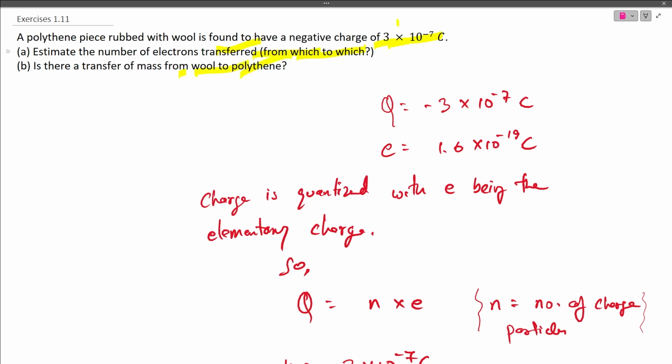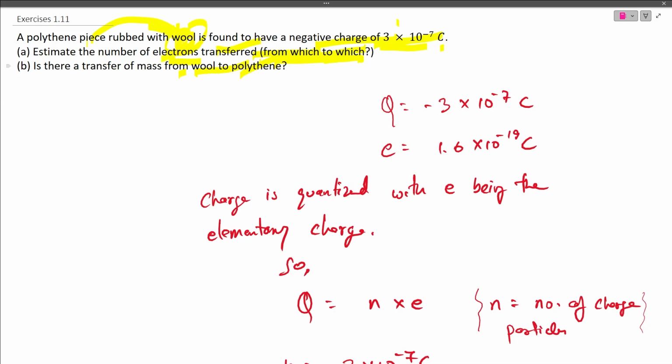So we see that when the polythene piece was rubbed with wool, it gained negative charge. That is, the electrons from wool transferred to the polythene piece. So this part of the question is: estimate the number of electrons transferred from which to which. We already know that if polythene becomes negatively charged, then the wool must lose those electrons to give polythene the extra electrons. Thus it became negatively charged with a magnitude of 3 into 10 to the power minus 7 coulomb.